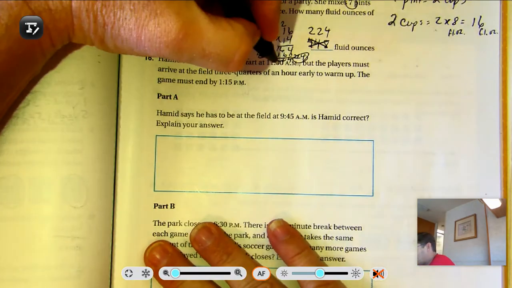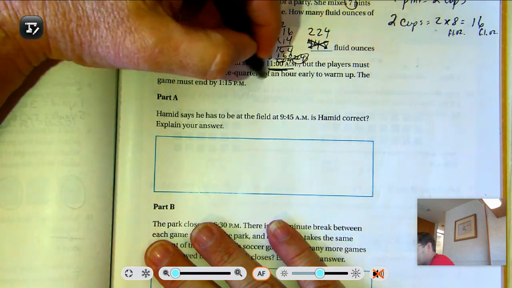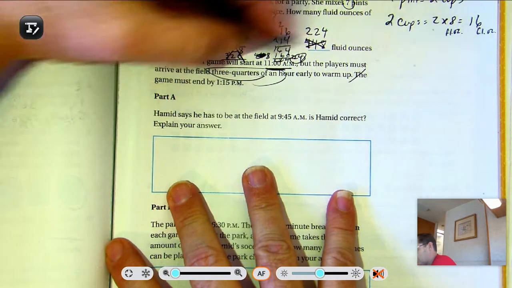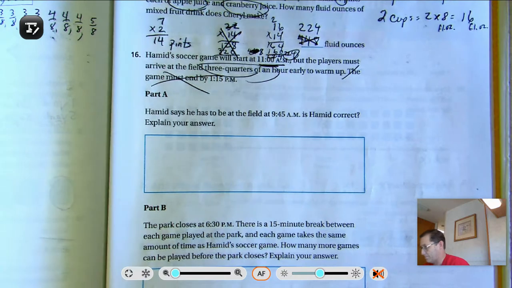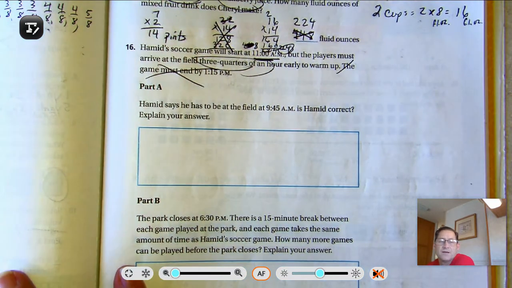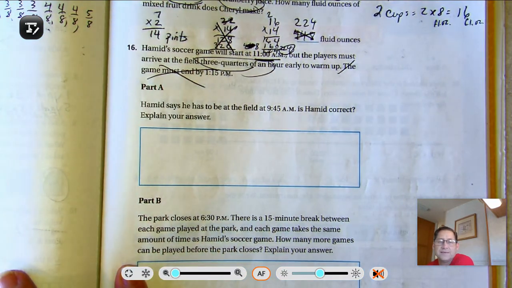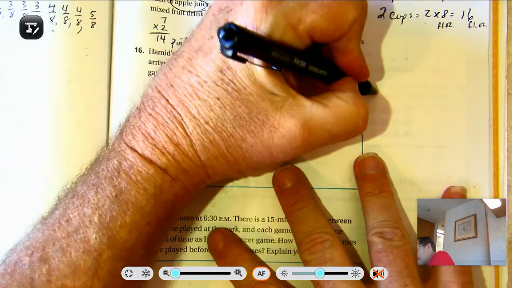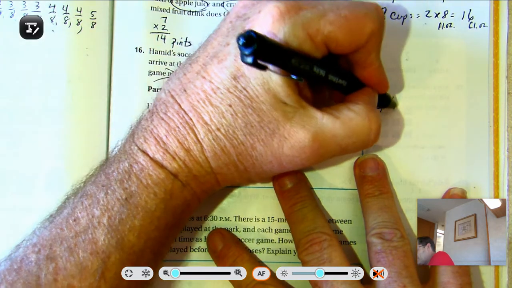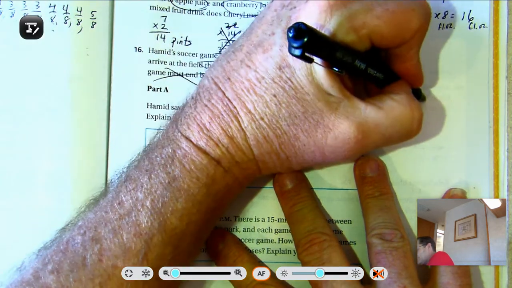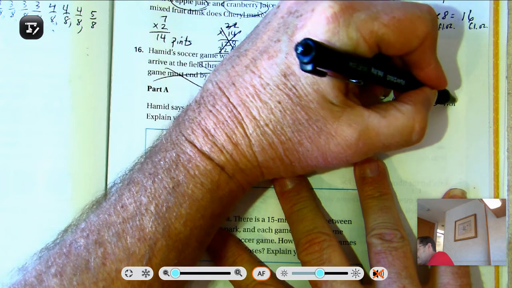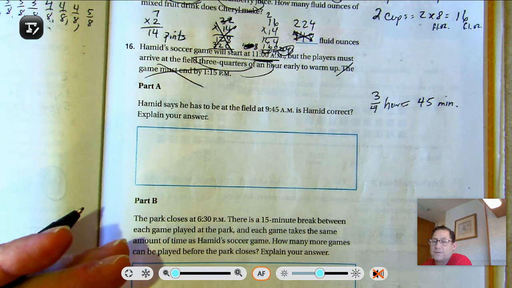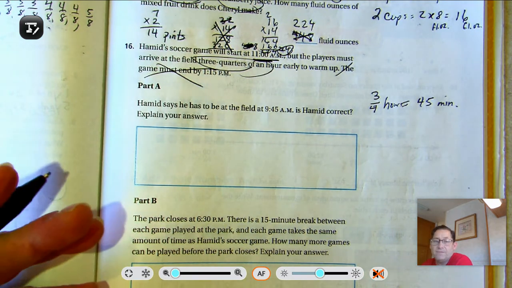So the game has to start at 11. He has to be there 3/4 of an hour early. The game must end, we don't really care about the game right now. So he says he has to be there at 9:45. 3/4 of an hour equals 45 minutes, because remember, there's 15 minutes in every quarter hour. So 15 times 3 is 45.